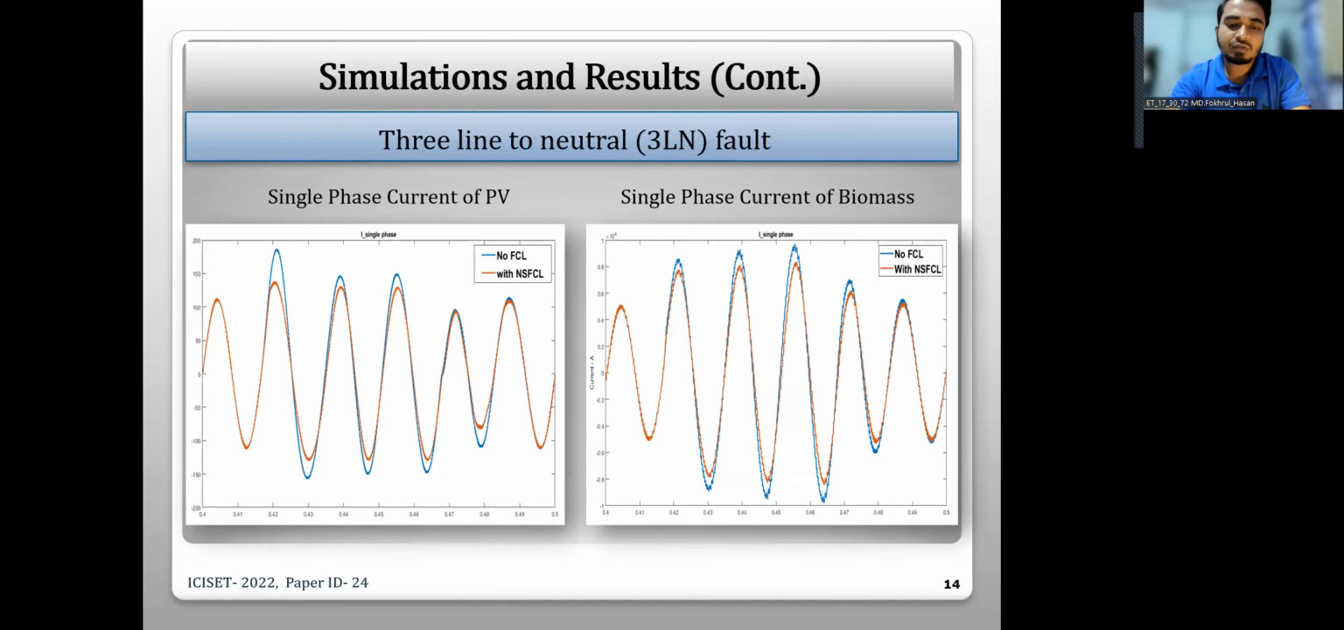Here is the result for the 3 line to neutral fault. On the left, we can see single phase current of PV, and on the right, single phase current of biomass. For both systems, high magnitude of fault current is seen when no FCL is used. With our proposed NSFCL, we can see the fault current is reduced.